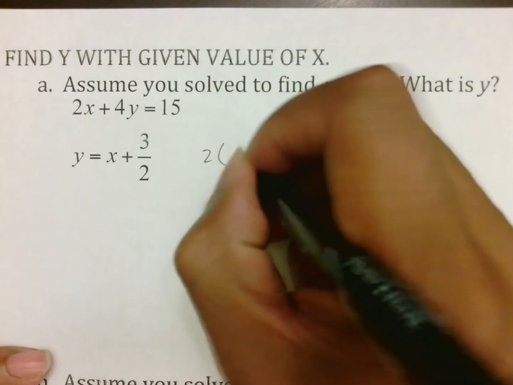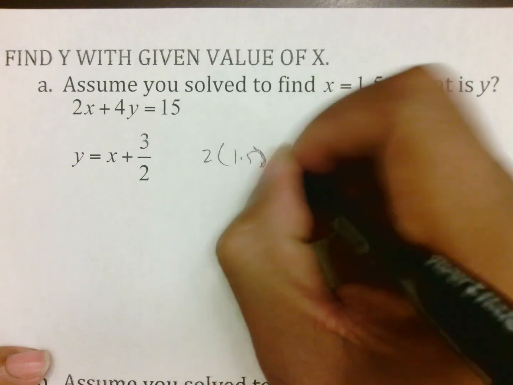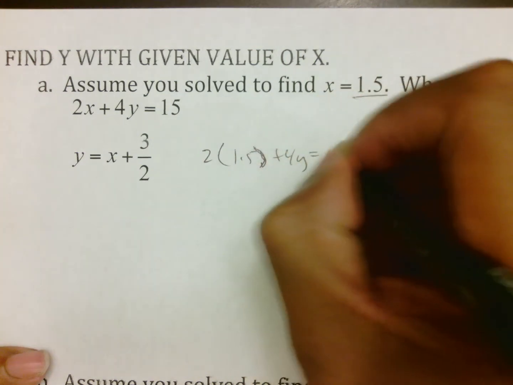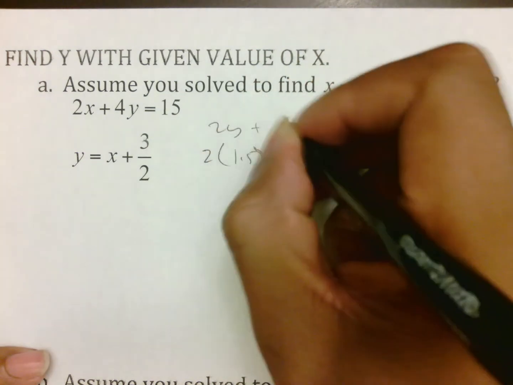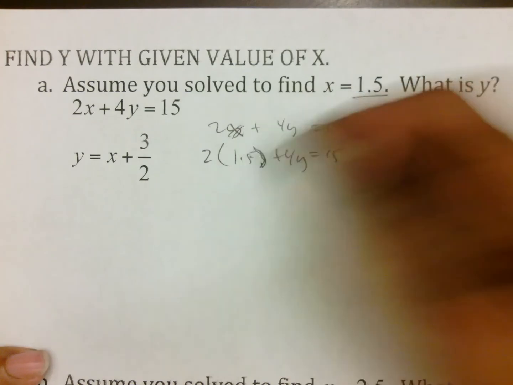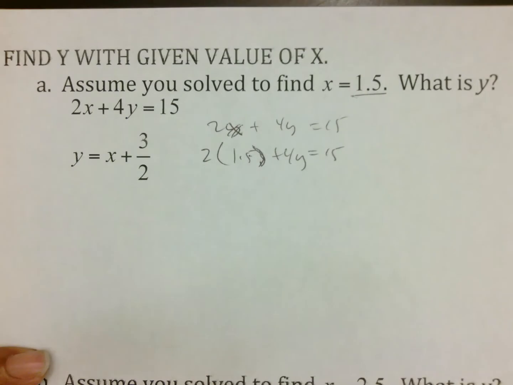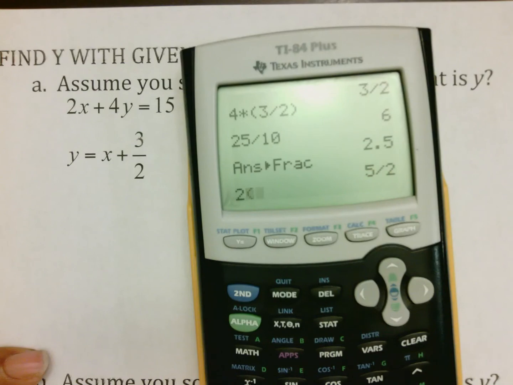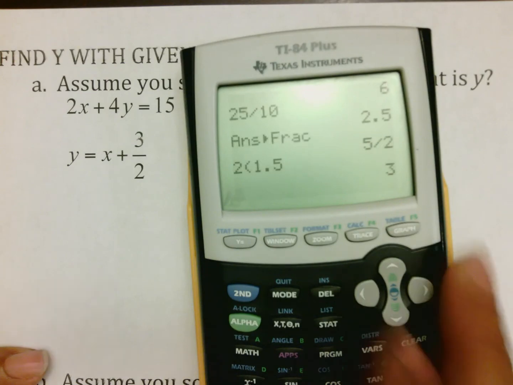So 2 parentheses 1.5 plus 4y equals 15. By the way, I got that from here. 2x plus 4y equals 15. I turn my x into 1.5. 2 times 1.5 is 3.